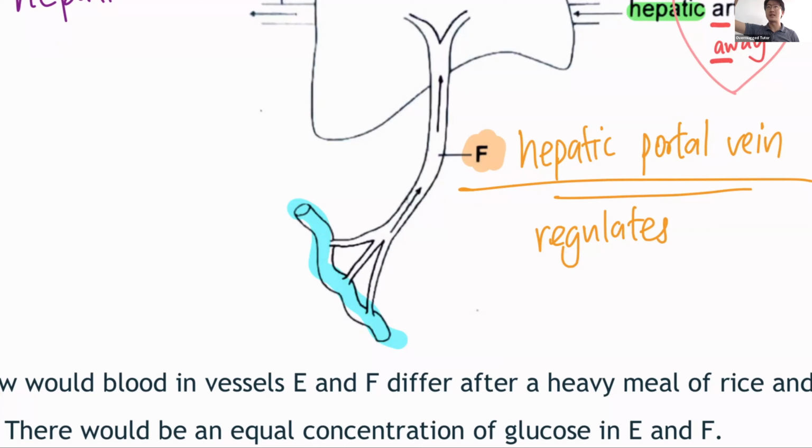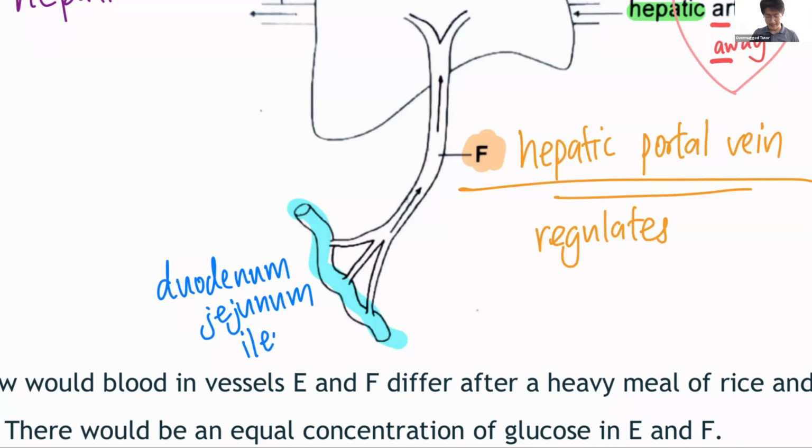Small intestine has three parts. First part, duodenum. Second part. Yes, I can see we are all waking up. And last one, ileum. Okay, right. So the hepatic portal vein does not specifically bring blood from any of those. It brings blood from the entire small intestine to the liver. Okay, entire small intestine. All right, wonderful.